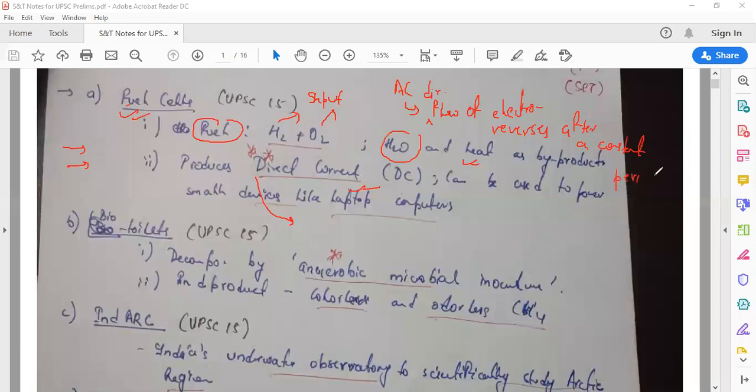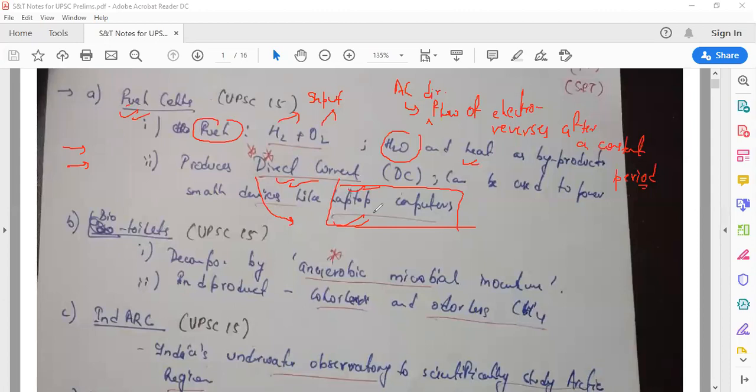So again, what happens in the case of a fuel cell? It produces direct current and it can be used to power small devices like laptop computers. It cannot be used to power big devices. Now, if you want to see how this fuel cell looks, we can also do that.